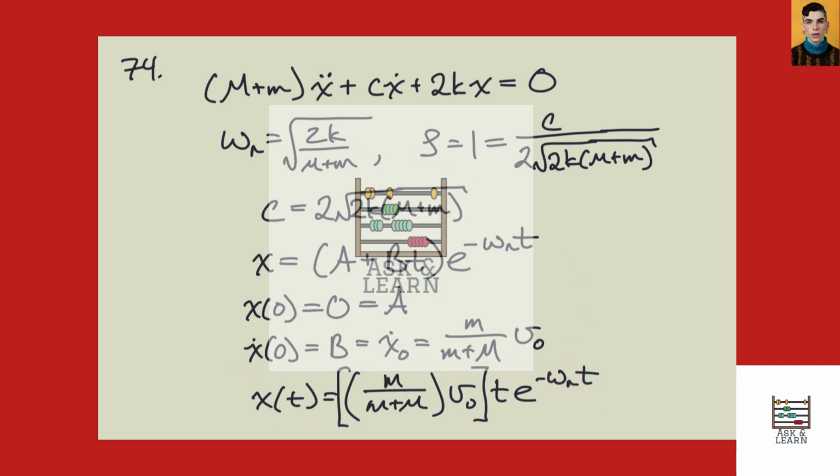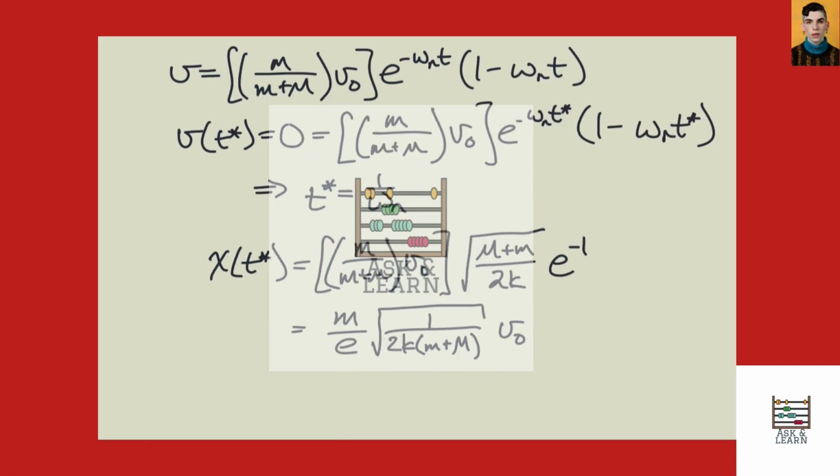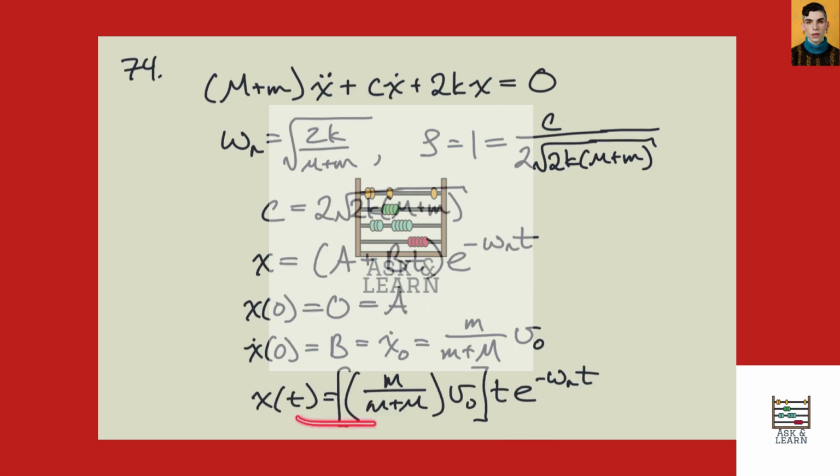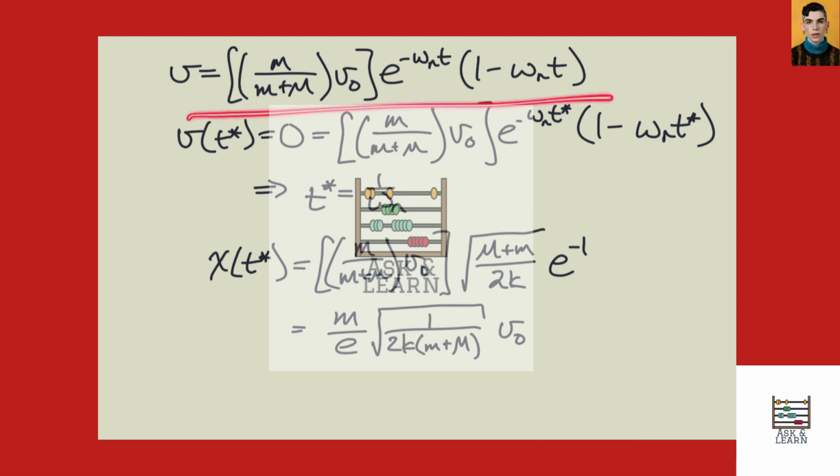So we have everything in terms of k, little m, and big M, and the velocity of the incoming bullet. Now they asked us to find the spring's maximum compression. So we need to figure out when the velocity is 0. We can take the time derivative of this, and that gives us this expression. At t star, that's going to be 0. So that's where the displacement will be maximum.